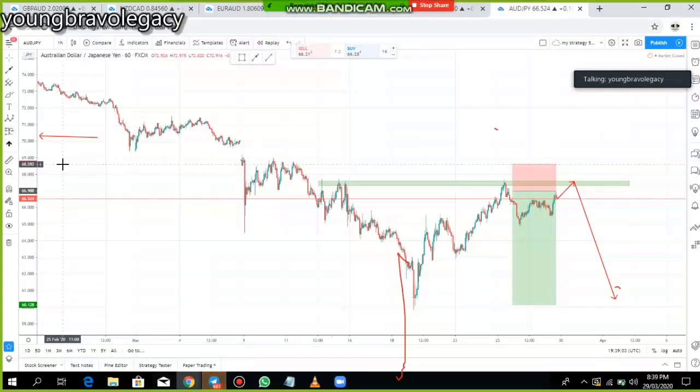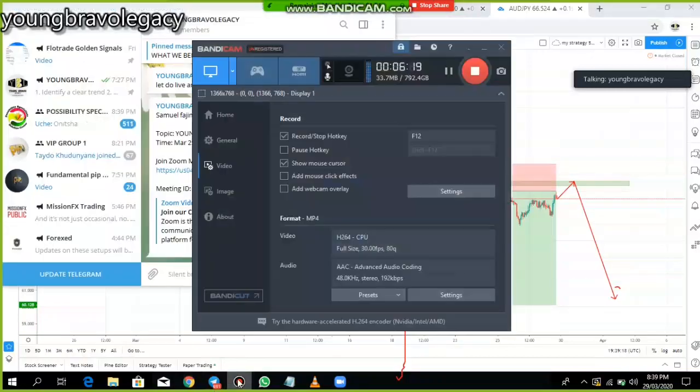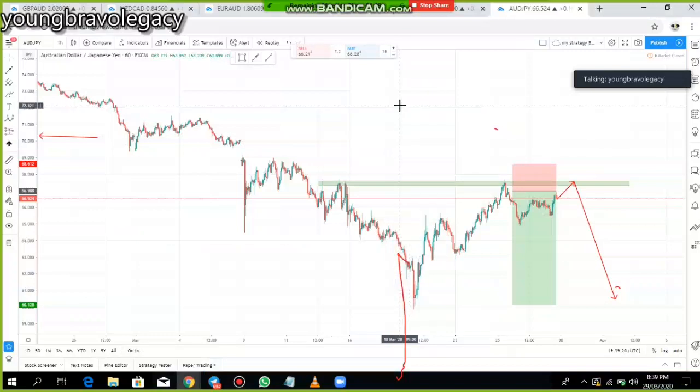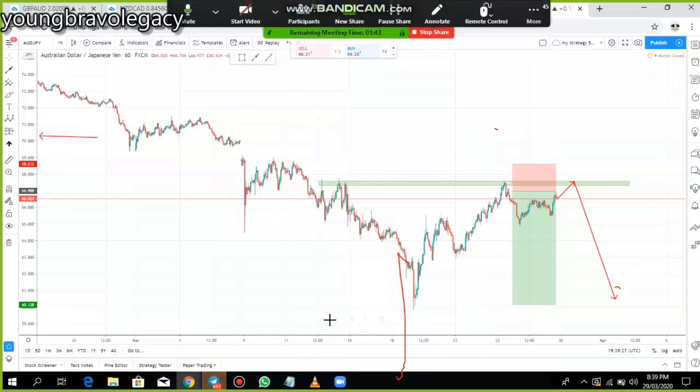Yes, TradingView. Your support and resistance are zones, not exact numbers. This is what most of you are missing. Support and resistance is never a price level. Never. Support and resistance is never a price level, guys. No matter who has told you that support and resistance is a price level, never. It's a zone. Now let me explain what I'm saying to you.